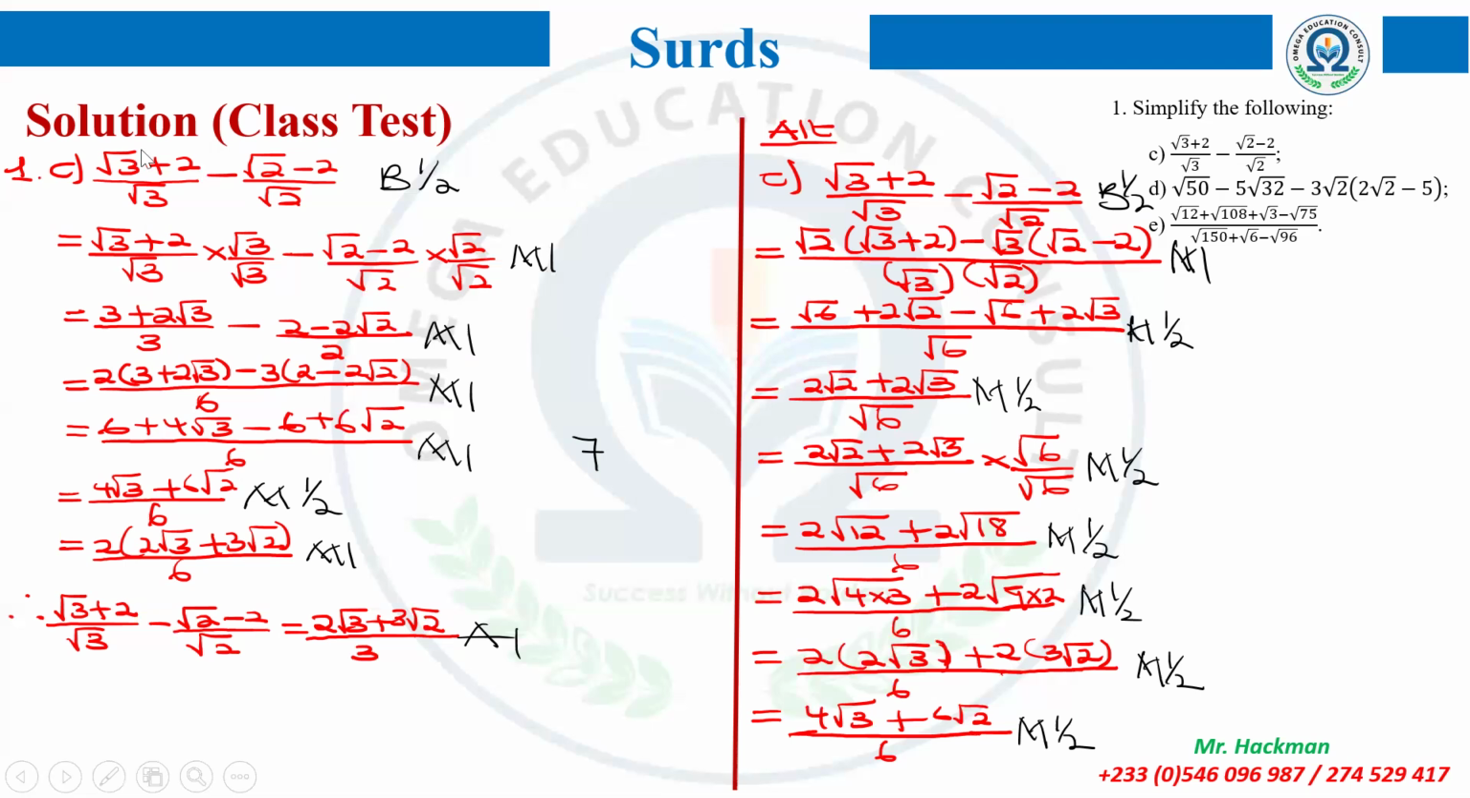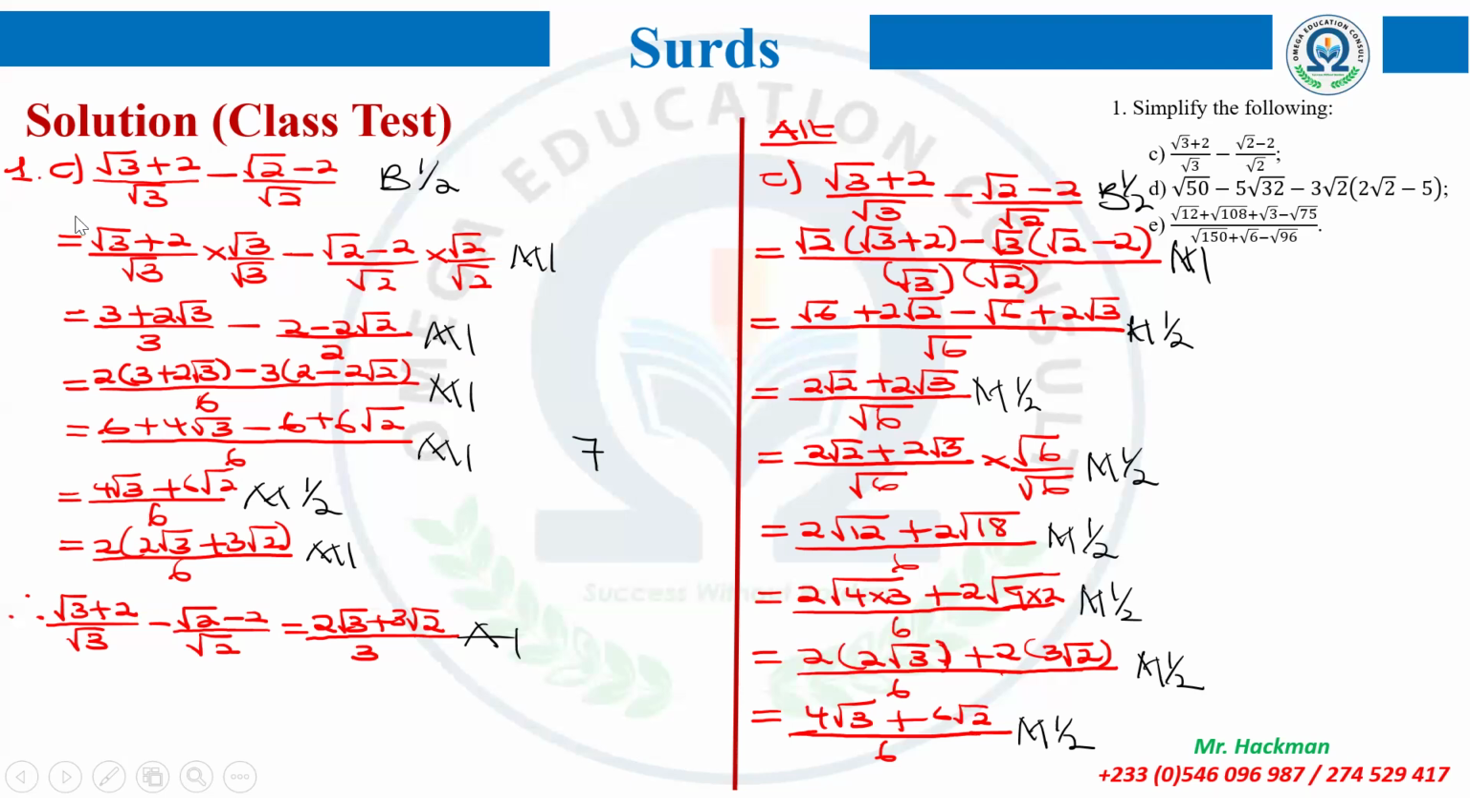So here I rationalize term-wise. So I come and rationalize this, which will mean I have to multiply the numerator and denominator by the surd in the denominator. Then minus, I equally rationalize this, numerator and denominator, by the surd in the denominator. So that's what I have here. So that will be M1. So when you are multiplying, you have to be careful.